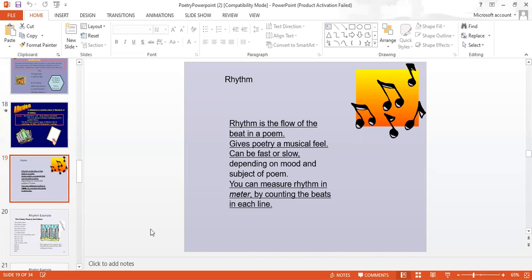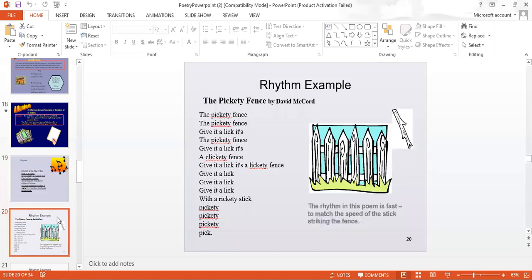Okay, let's have a look at an example of a rhythm. The Picket Fence by David McCord. "Give it a lick, it's a picket fence. Give it a lick, give it a lick, give it a lick with a rickety stick. Pickety, pickety, pickety pick." So I think you see the rhythm that I'm talking about.